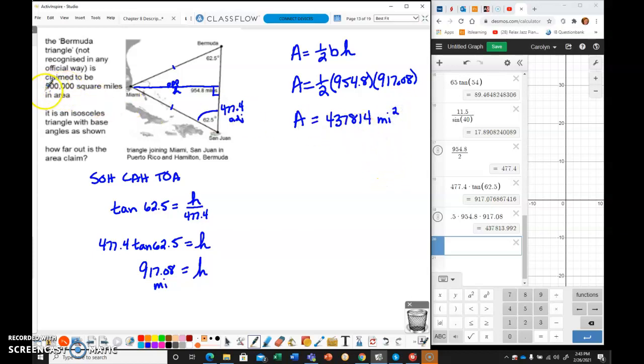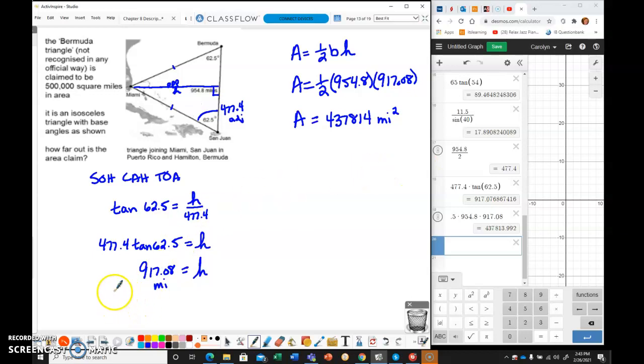That's pretty close to the estimation of 500,000. 500,000 is a little bit of an exaggeration, but it's not that far off. So I found that to be a really interesting problem because it didn't necessarily right away speak to me as being right triangle trig until I started breaking that triangle apart.